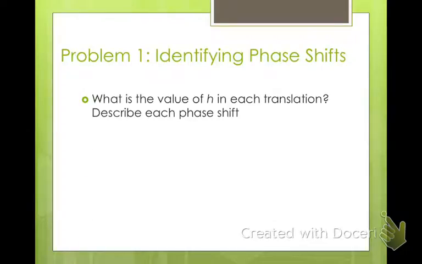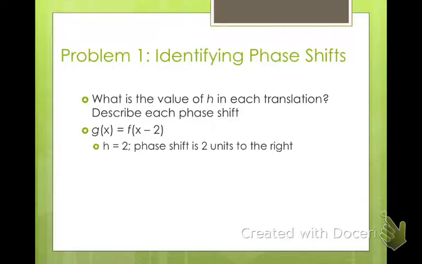Alright, what's the value of h in each translation, and describe each phase shift? So our first one is g of x equals f of x minus 2. Now since the 2 is inside the parentheses, this is a phase shift. We're moving horizontally left and right. So since it's a -2, we're actually going to be moving to the right 2. So h is 2 and our phase shift is 2 units to the right. For this one, y equals cosine of x plus 4. Since it's inside the parentheses, that means we have a phase shift left and right. Since it's plus 4, we actually move in the negative direction. So we move left 4.